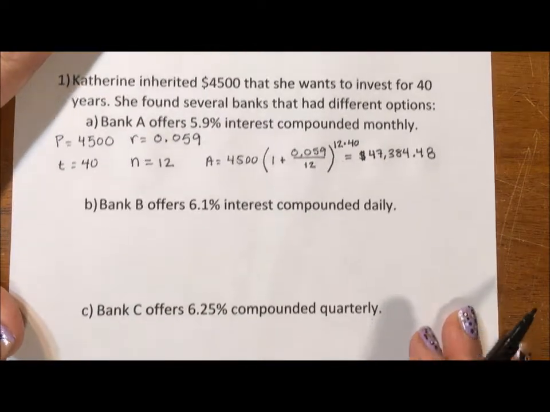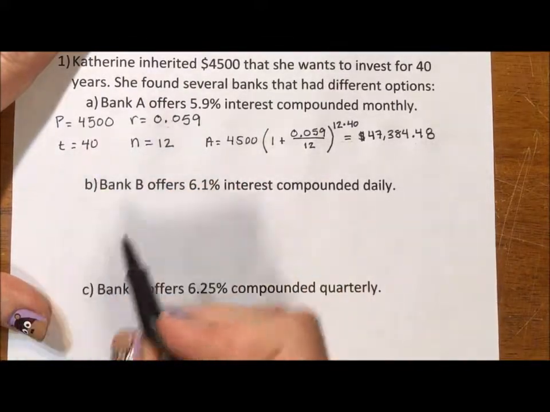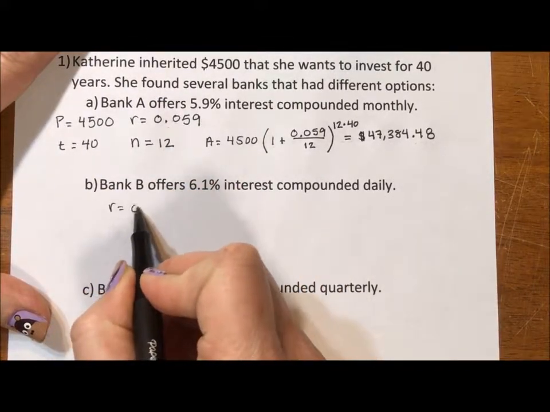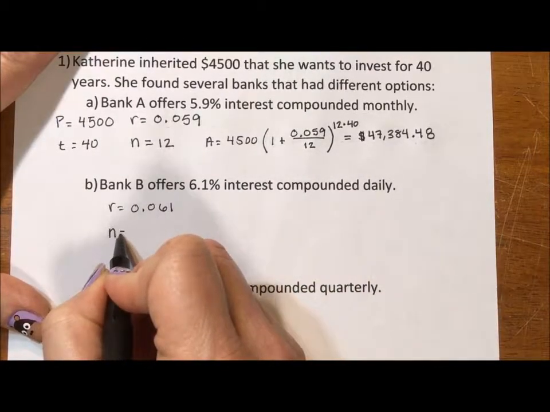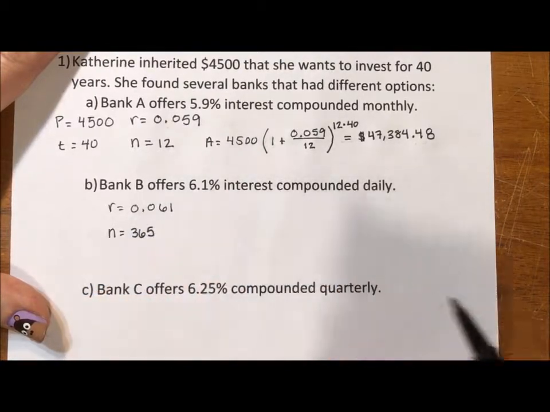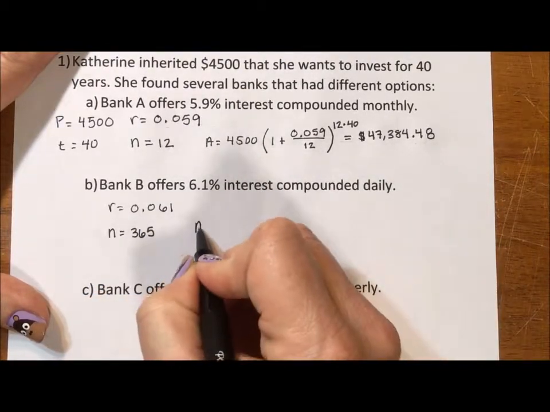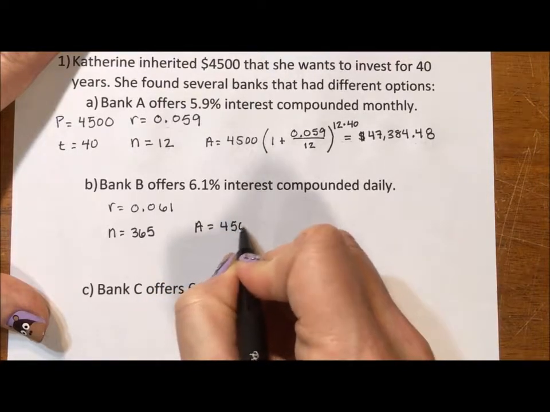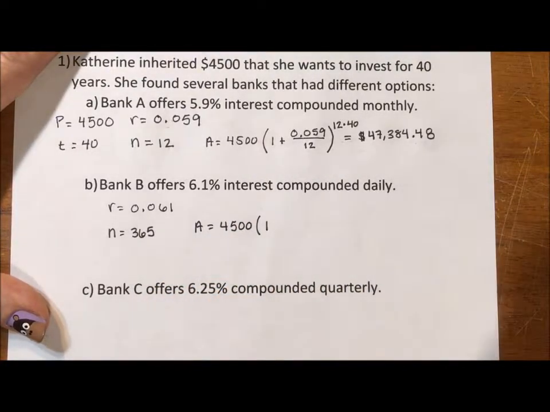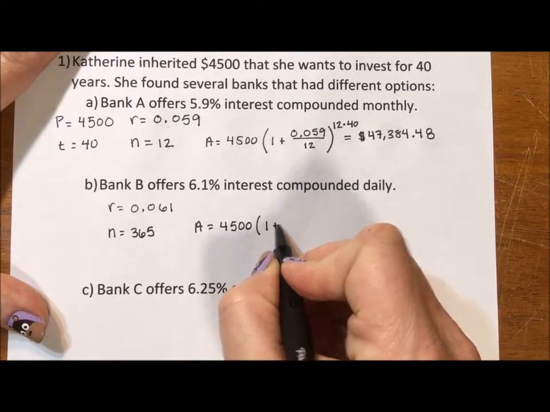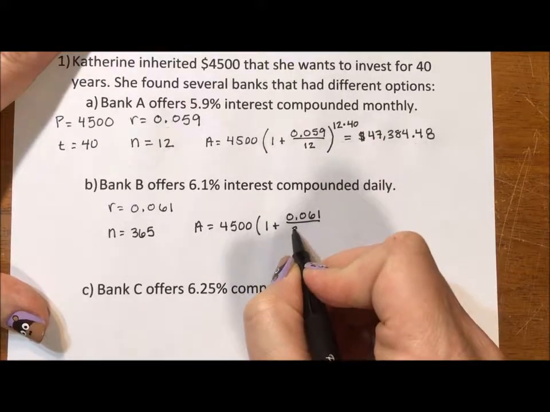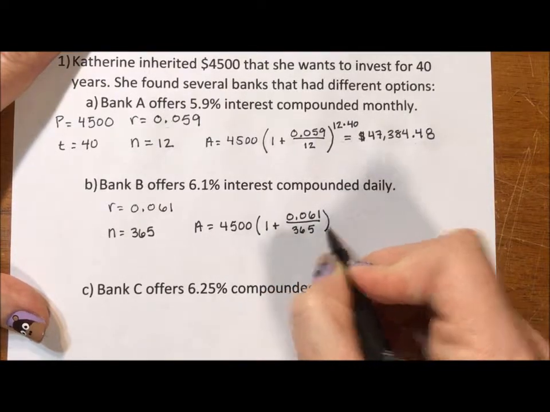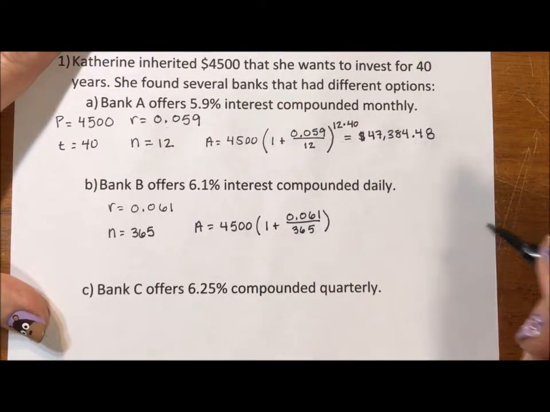If she chooses bank B, what happens is the P and the T stay the same, but now R becomes 0.061, and it's compounded daily. And so for daily, I'm going to use 365 days a year. So A equals the 4,500 will stay the same. 1, because that represents 100% at the beginning of each day. Now the 0.061, our rate as a decimal, has to be divided up 365 times. That gives you very little each day, but every little bit adds up.